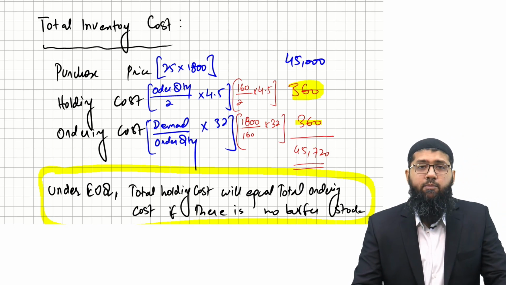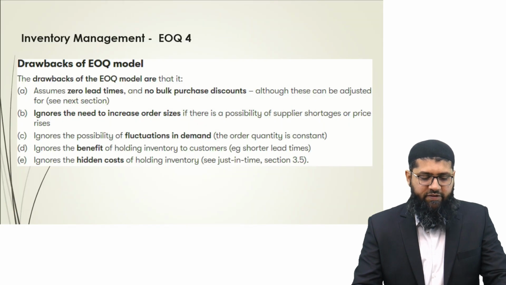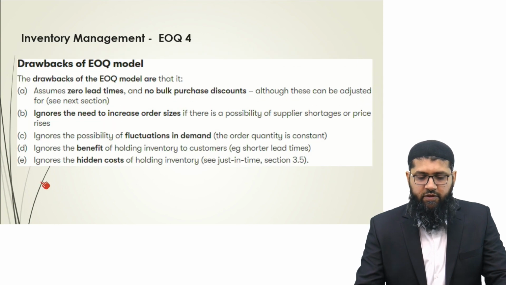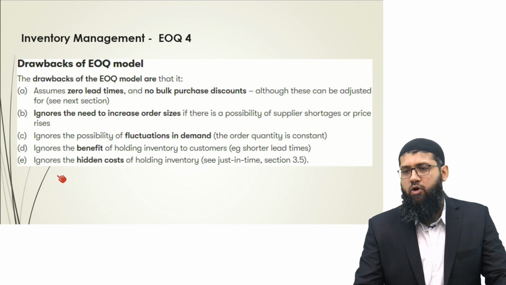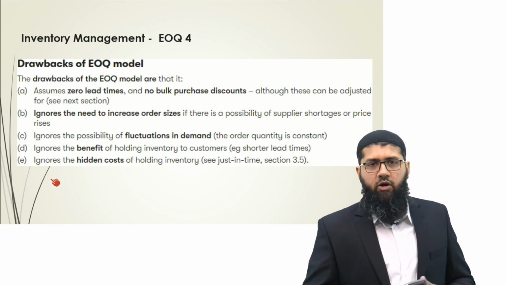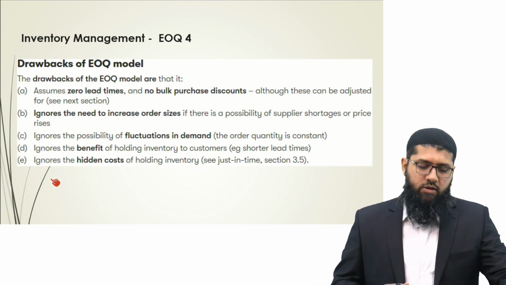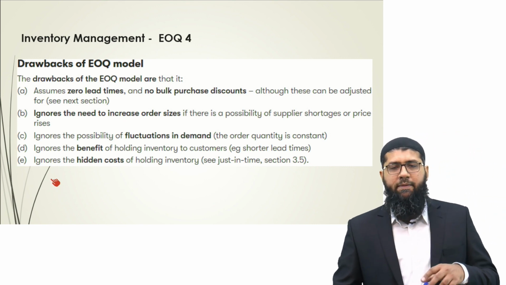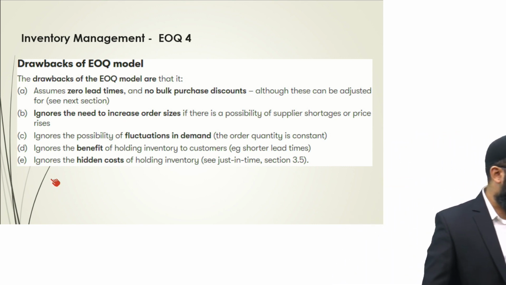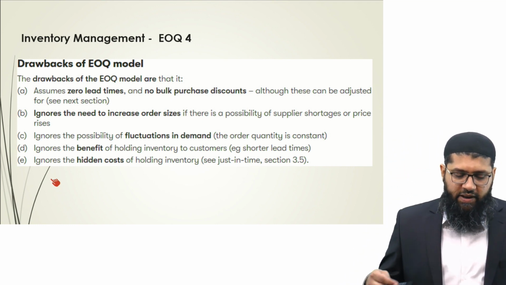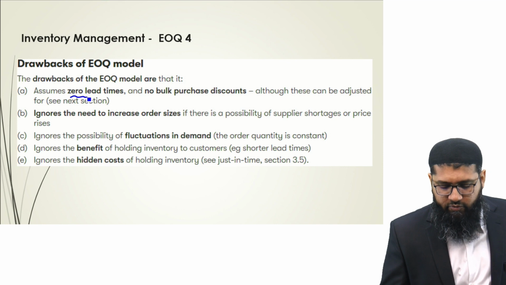Now, we're going to move a bit forward and discuss the final aspect, which is the drawbacks of the EOQ model. Obviously, every model has certain drawbacks, and the economic order quantity model also has its drawbacks. So you have this slide in front of you, which is discussing the limitations of the economic order quantity model. If we go through them, you would see that number one is that it assumes zero lead times.